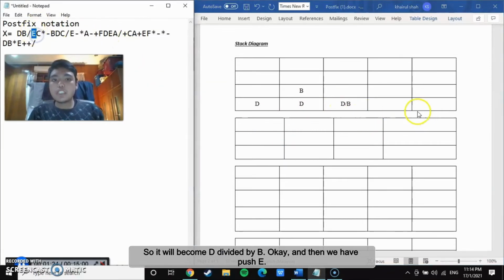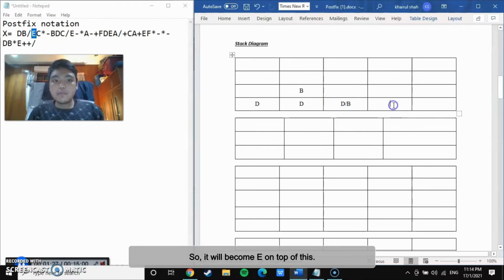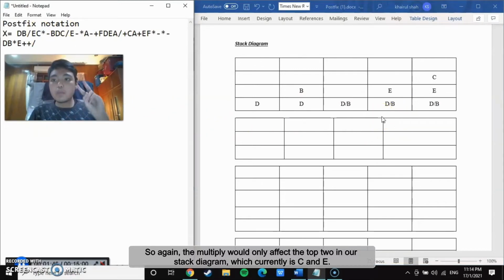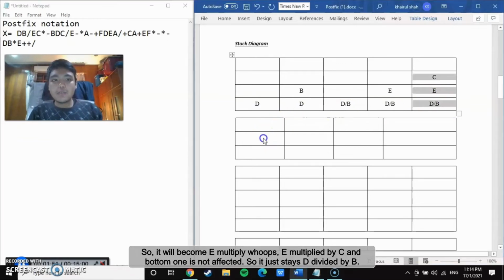Okay, and then we have push E, so it will become E on top of this. And then we have push C. So C, E, D divided by B. And then we have multiply. So again, the multiply will only affect the top two in our stack diagram, which currently are C and E. So it will become E multiplied by C, and the bottom one is not affected, so it just stays D divided by B.